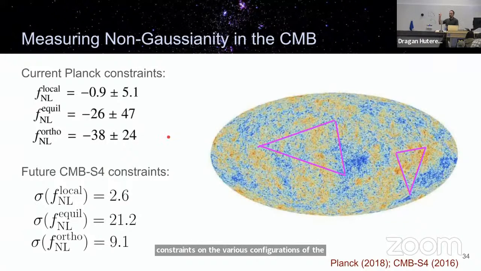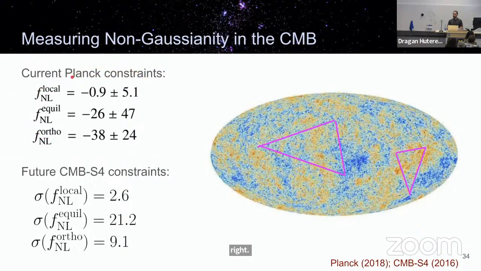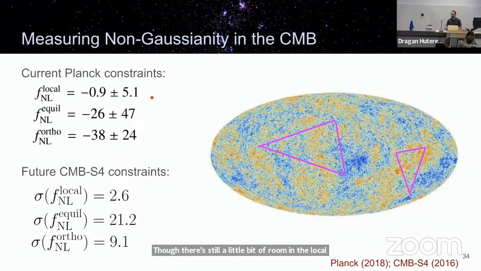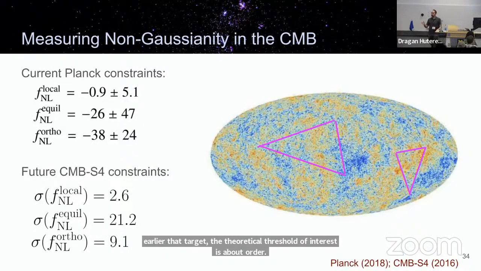Our current constraints on the various configurations of the bispectrum are shown here. I should say the way we measure them is basically by looking at the 3-point statistics of the cosmic microwave background, taking the Fourier transform to get the bispectrum. The Planck results constrain things to be very nearly Gaussian, though there's still a little bit of room in the local non-Gaussianity case for those models that I discussed earlier. The theoretical threshold of interest is about order 1. And so we can constrain FNL local to be less than 1.